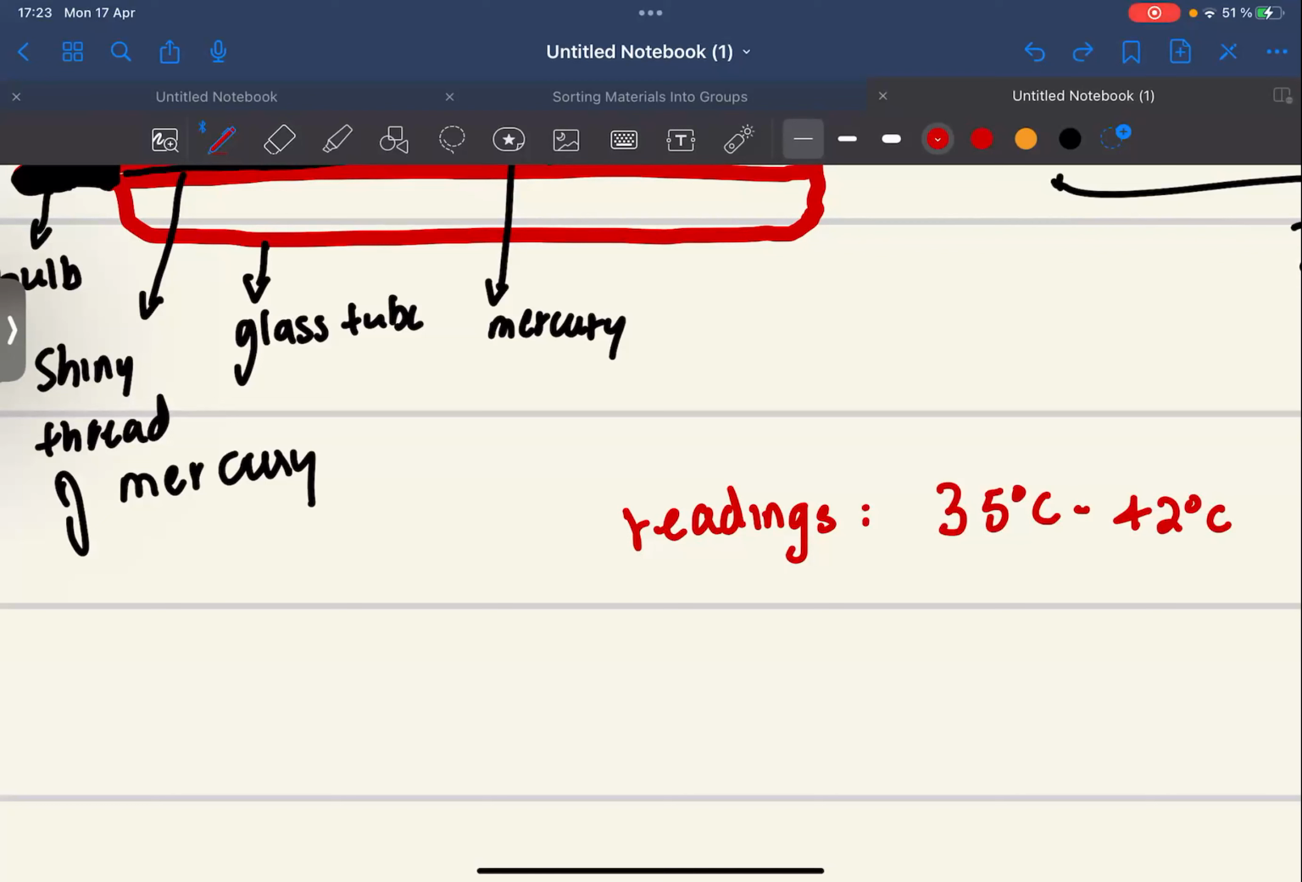Okay. So to summarize, the thermometer consists of a long, narrow, uniform glass tube. It has a bulb at one end. The bulb contains mercury. Outside the bulb, you have a small shining thread of mercury. Then you have the scale on top, which shows the reading of the temperature. The scale is the Celsius scale.